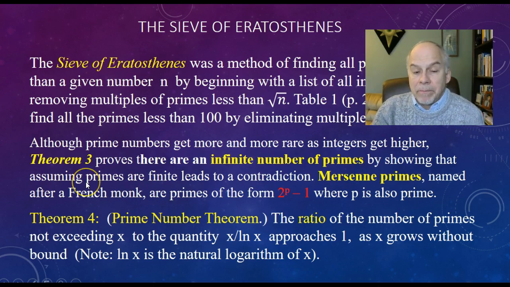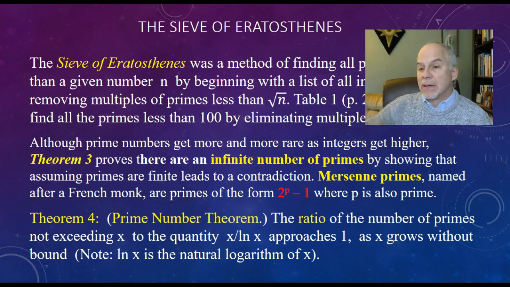And the way it proves this is that it assumes that there are a finite number, like that there's a last prime number, but then it arrives at a contradiction of that. So it must mean that the prime numbers just keep going on and on and on and on.